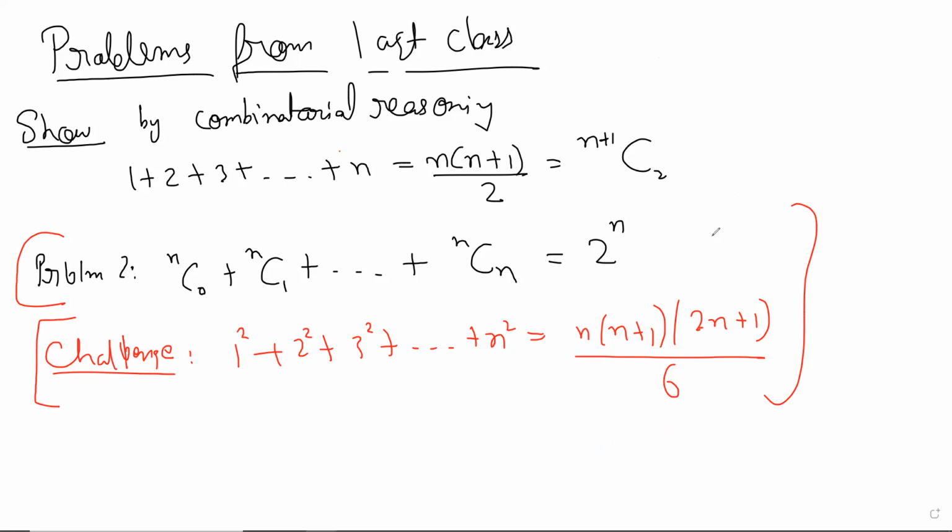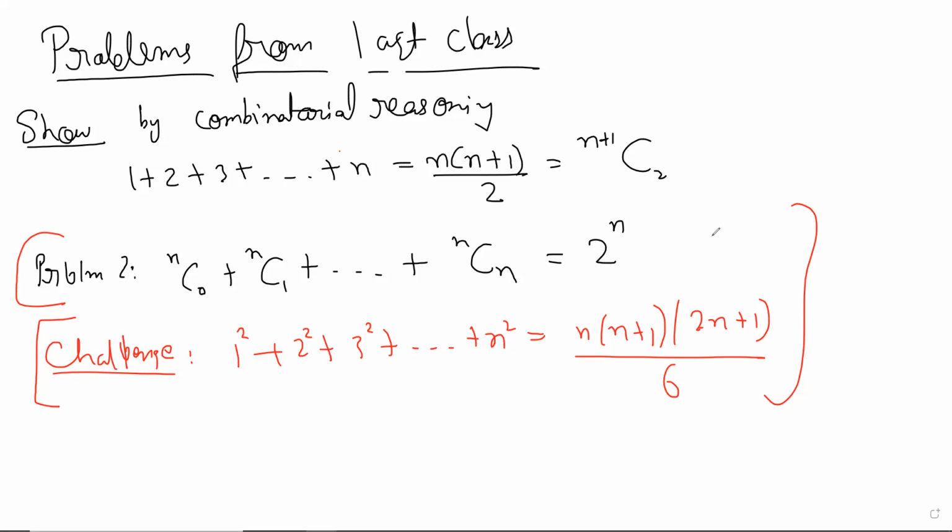No, but by combinatorial reasoning, I mean that we are viewing the numbers in this equation as the answers to some counting questions. Right, that is a perspective. To put it in another way, we are viewing one side as the solution of some combinatorics problem. That's the perspective from which we are looking at n times n plus 1 by 2. So that is what I mean by combinatorial reasoning.